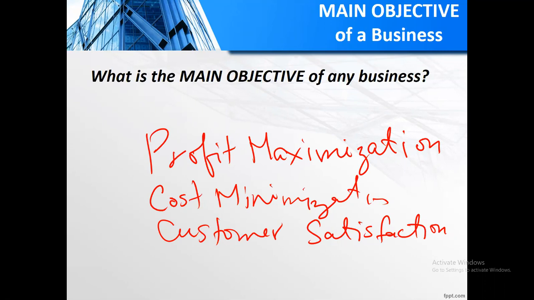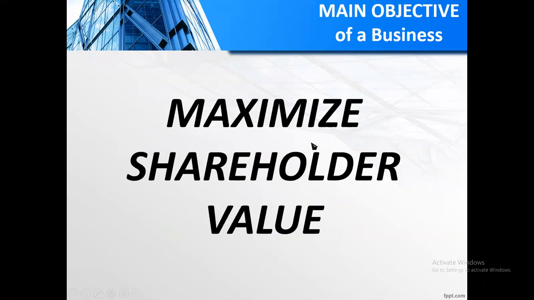Okay, si cost minimization related din siya kay profit maximization. Or si customer satisfaction, di ba? Although all of these are very important, pero ang question natin, what is the main objective? So here we're saying that the main objective is to maximize shareholder value. Okay? So let's first take a look at all of this, yung profit maximization, cost minimization, and even customer satisfaction, kasi related sila sa isa't isa. Tingnan muna natin yung customer satisfaction.